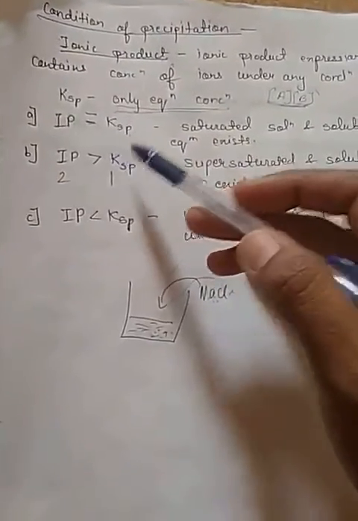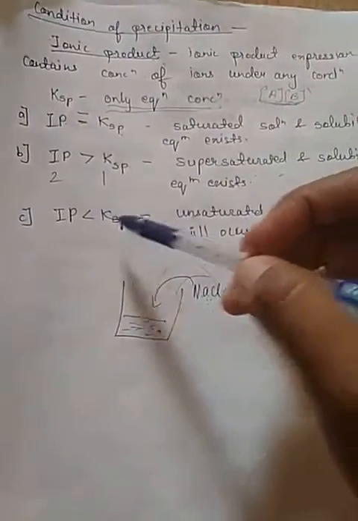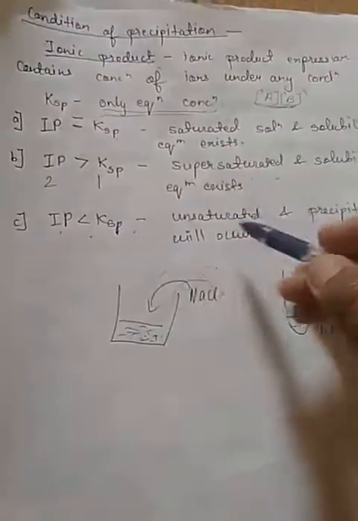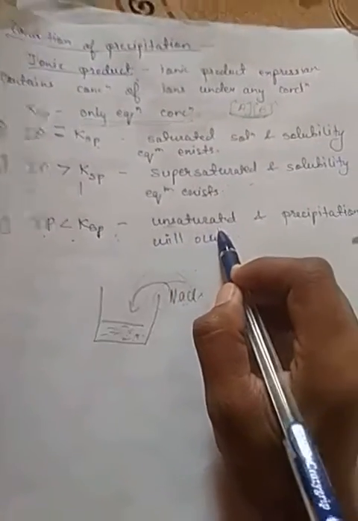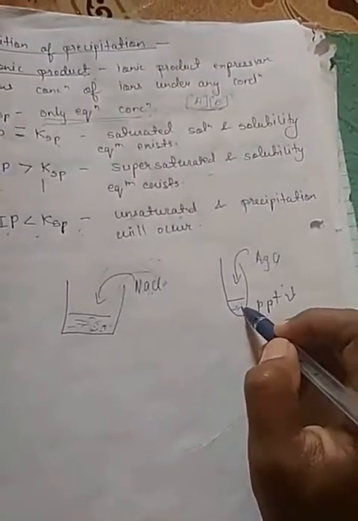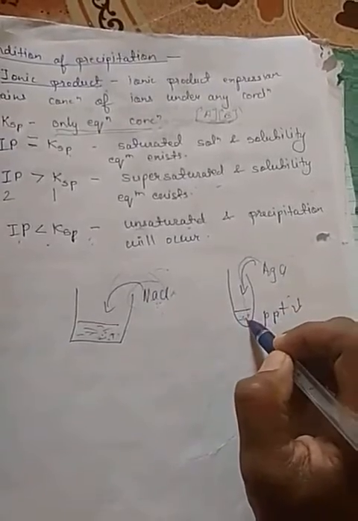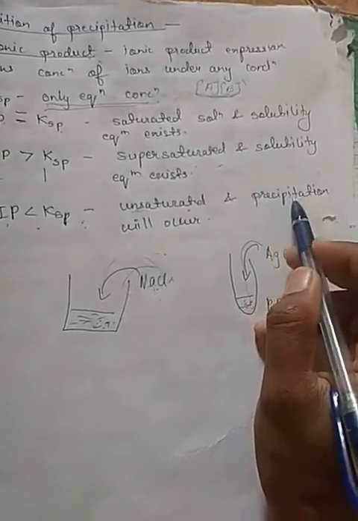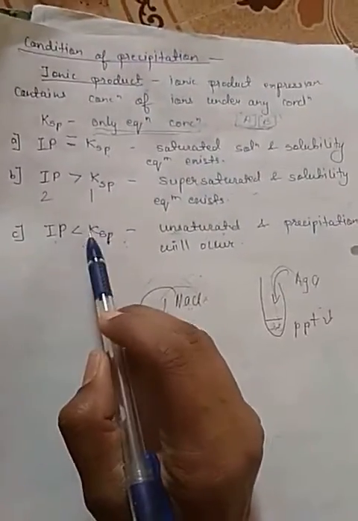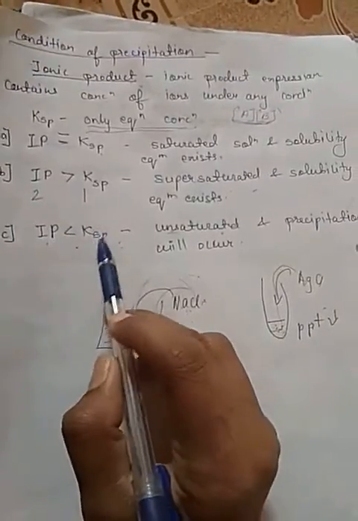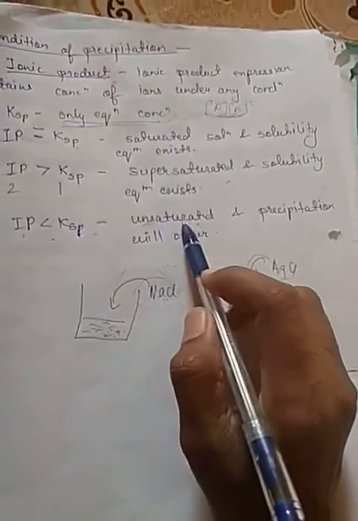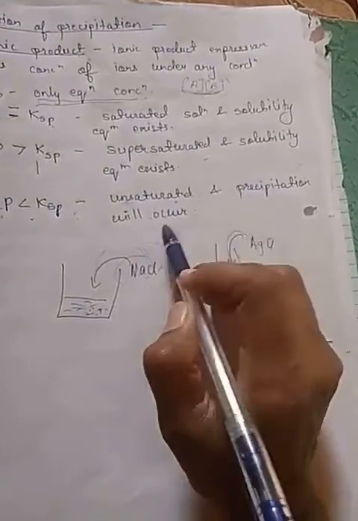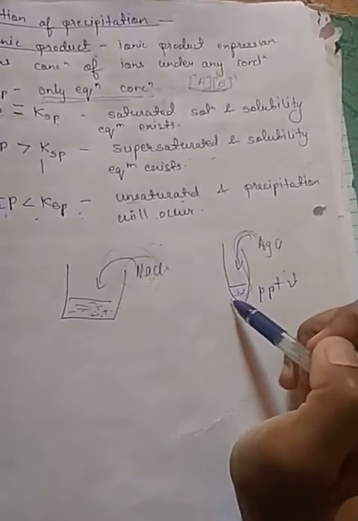The third condition for precipitation, and this is very important, is when the ionic product is less than the solubility product. At that time we say that the solution is unsaturated. Unsaturated means if we add AgCl into water, most of the AgCl dissolves, but some part remains in the form of precipitate. So when IP is less than KSP, the solution is unsaturated and precipitation will occur, that is, the salt will remain in the form of precipitate.